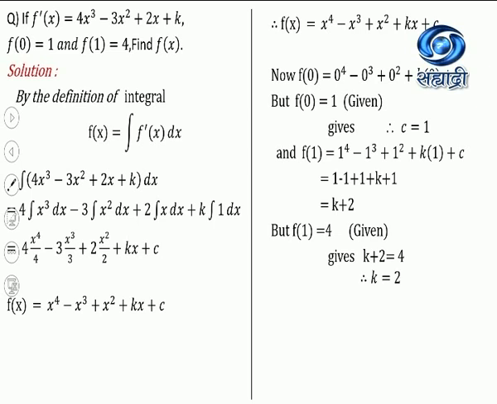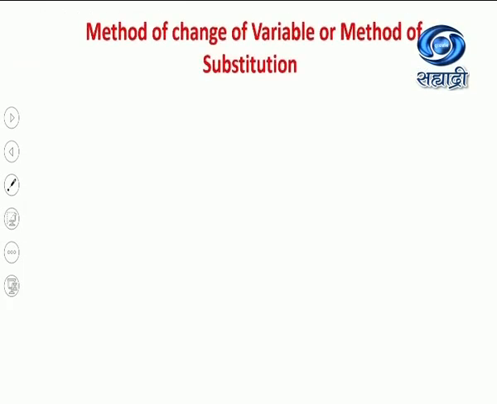Now substitute these both values in this equation. So we get f of x equal to x raised to 4 minus x cube plus x square plus 2x plus 1. And this way the problem is complete. Okay students, so easily you can complete exercise 5.1 by using all these steps.